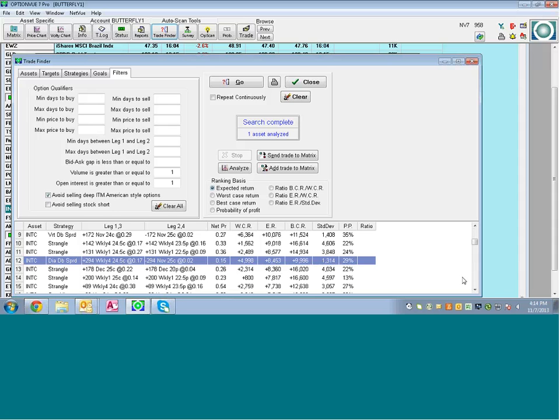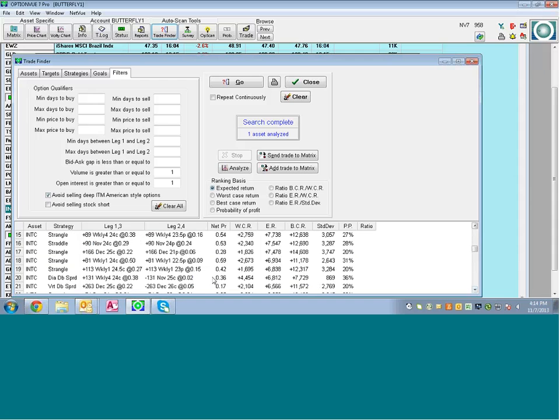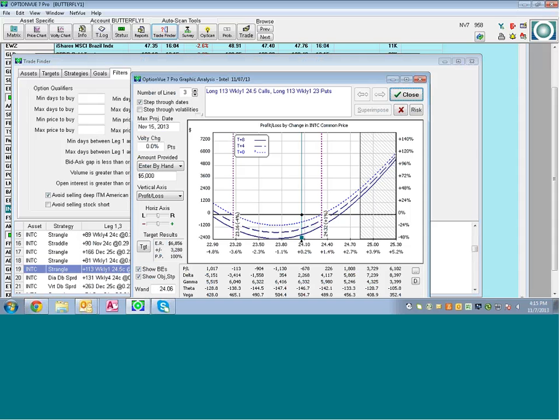So that just kind of gives you some ideas. Let's click on the strangle. We'll see 113 of the weekly, the first weekly, at 24 and a half calls at 27 cents, and then buying 113 of the first weekly 23 puts at 15 cents. If I wanted to then analyze this, I could hit the Analyze button, and I would be able to see a graph of my performance.